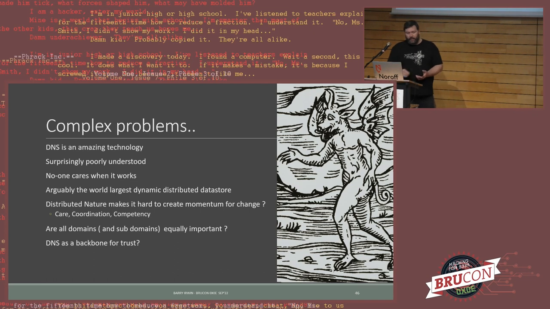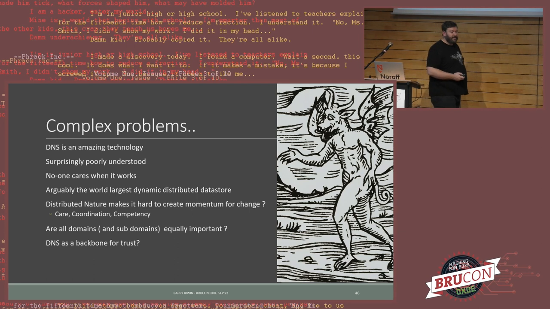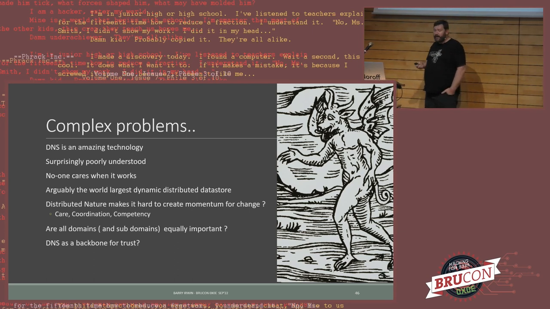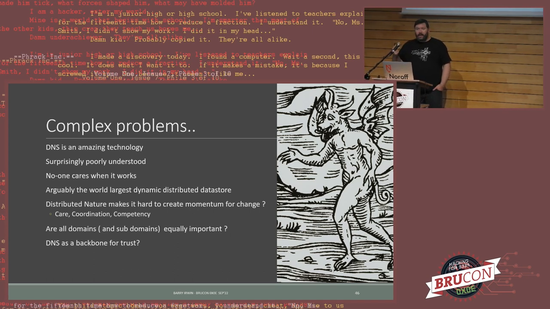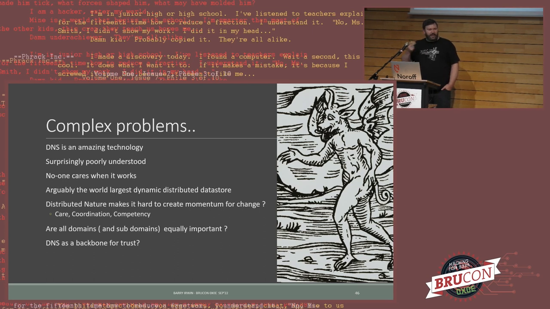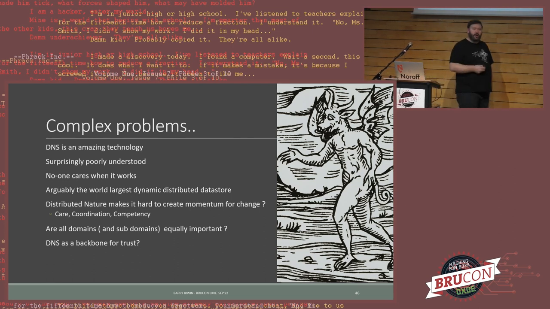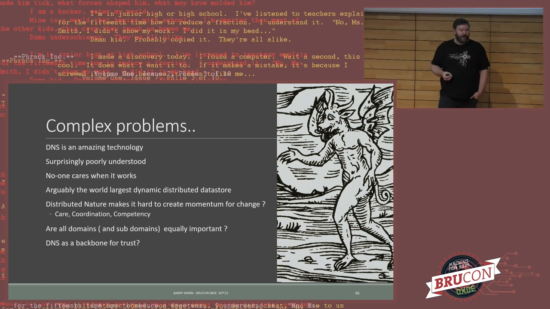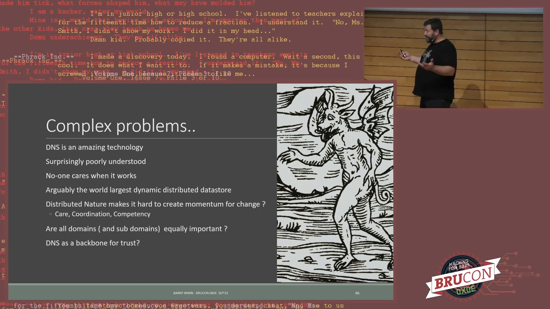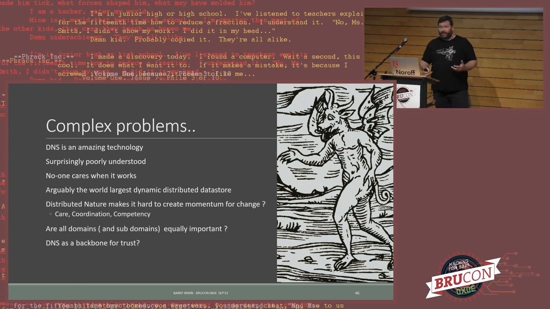It's ultimately a complex problem. DNS is amazing. It's still amazing that we've got a technology that is that old that works reliably. It's still surprisingly poorly understood, even when you talk to people at ISPs, network providers, things like that. Nobody cares about it when it works. I'm sure many of you work as network administrators or systems administrators. Nobody really cares when the network works. When things break, everyone comes running and says, well, why aren't you doing your job? It's pretty much the same with DNS. It's not a problem until it's not working, in which case it's a really big problem.